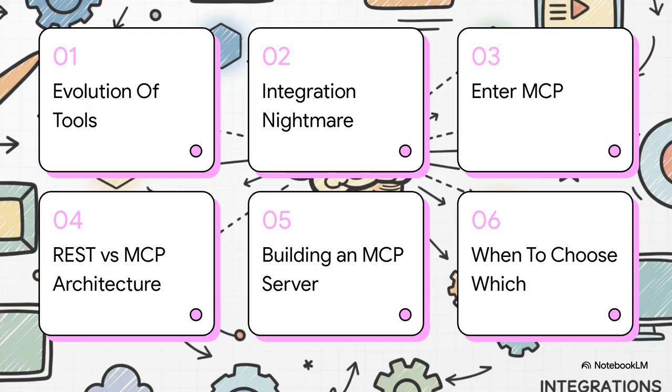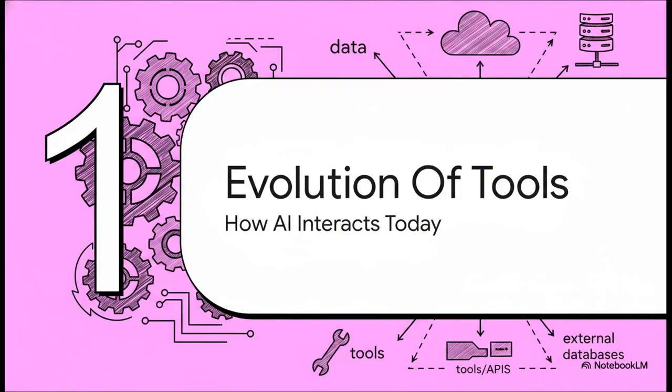First, the evolution of tools, followed closely by the integration nightmare. Then, enter the Model Context Protocol. We'll do a REST versus MCP architecture showdown, show you how to actually build an MCP server, and wrap up with exactly when to choose which approach. Let's get to it. Section 1, the evolution of tools.